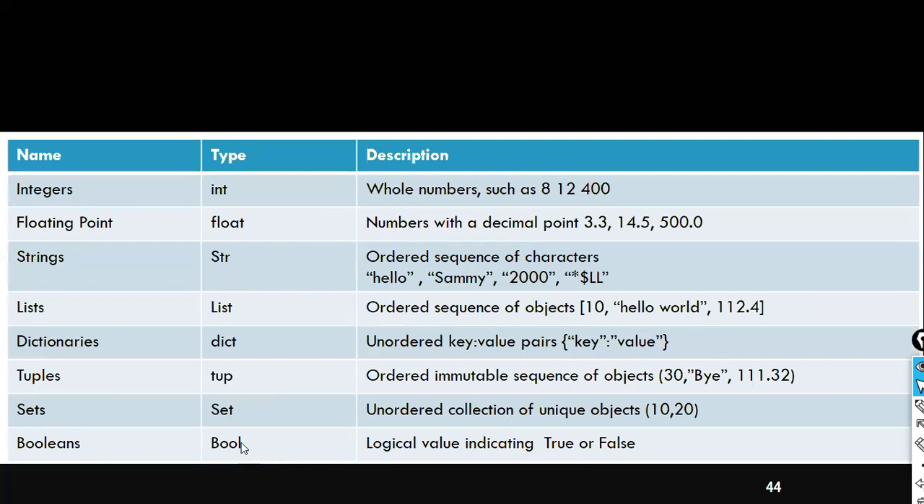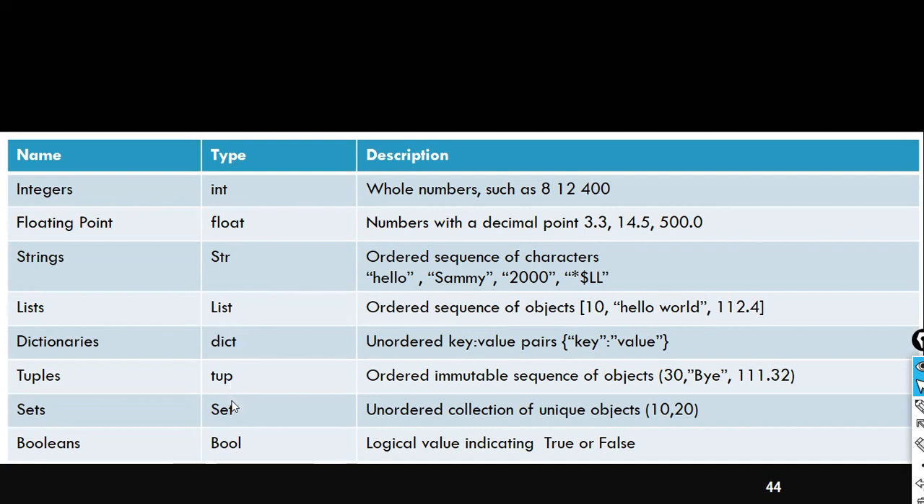Boolean is a logical data type. It will return either true or false, like in other programming languages. Even in Python, the boolean data type is available. The data type for the boolean is bool. But for the integer, int, float, str, everything is fine.